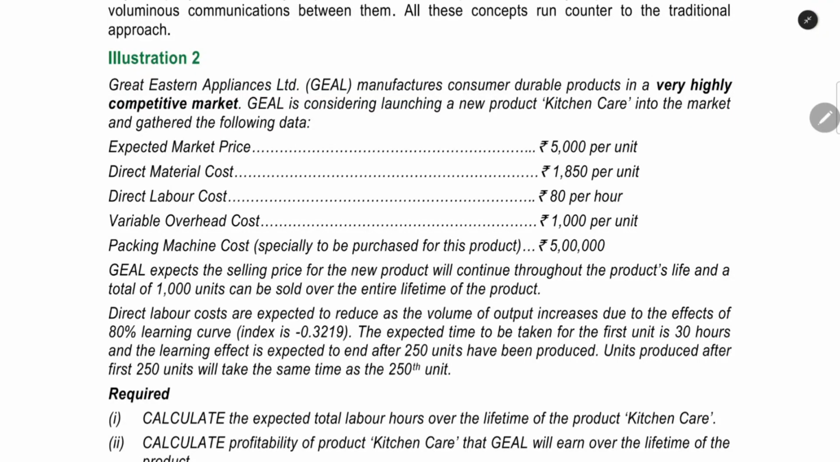Now we are going to see the second illustration. This is based on the concept of the experience curve. Now, the company manufactures consumer durable products in a very highly competitive market. The company is considering launching a new product into the market and gathered the following data. We have been given the data relating to a new product: expected market price, direct material cost, direct labor cost, variable overheads cost, packing machine cost. Especially, we have to purchase a machine for this product. The machine cost is 5 lakh rupees. All this data is given on a per unit basis.